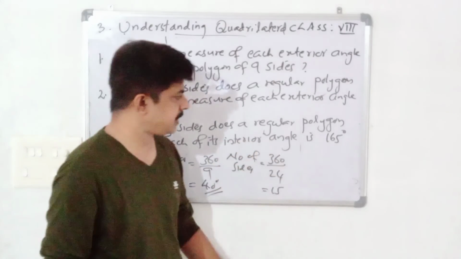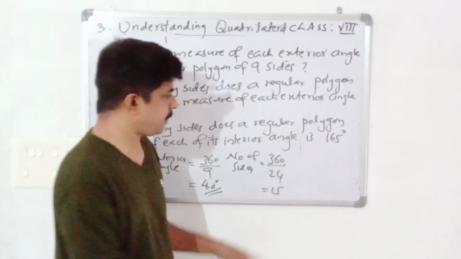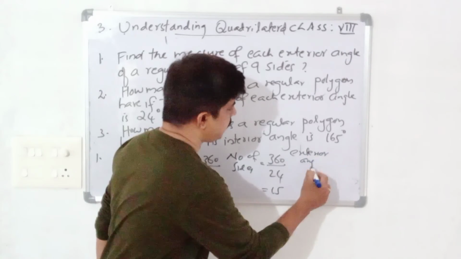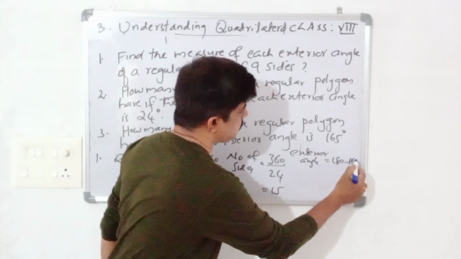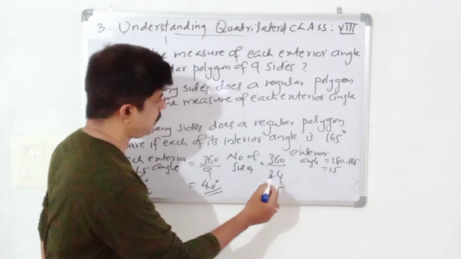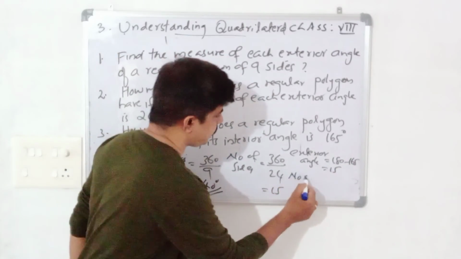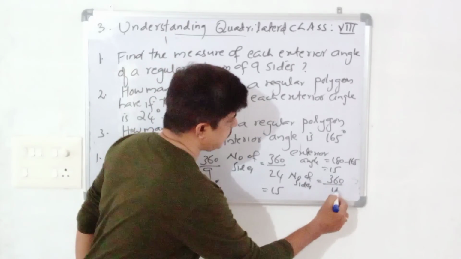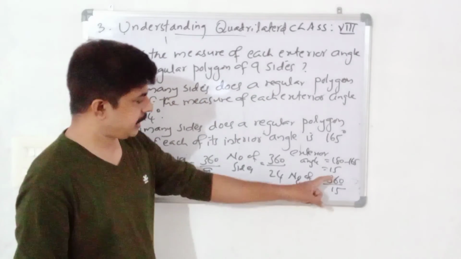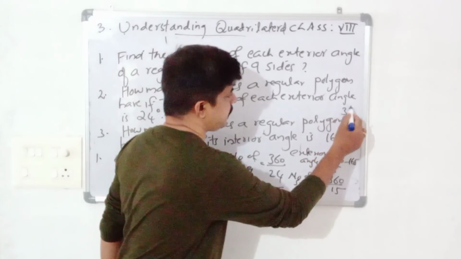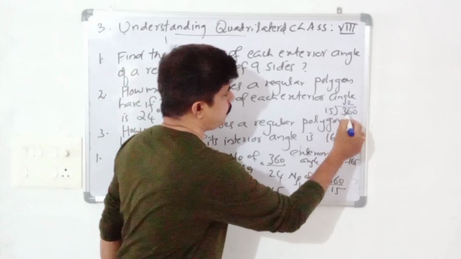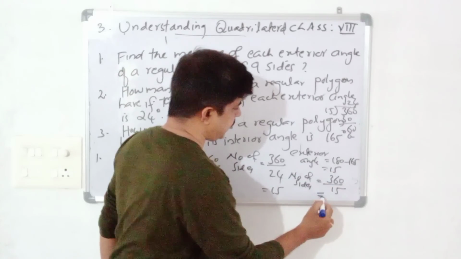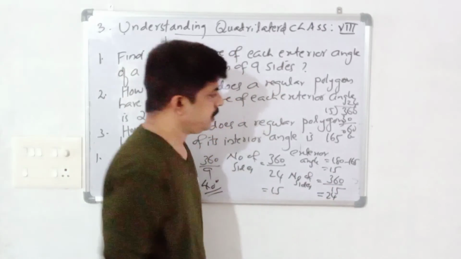Now let's see how many sides a regular polygon has if each interior angle is 165. If the interior angle is 165, first of all we have to find the exterior angle. The exterior angle is 180 minus 165, which is 15. Therefore, to find the number of sides, we should divide 360 by the exterior angle, not the interior angle. 360 divided by 15: 2 15s are 30, so we get 24. Therefore, the number of sides is equal to 24.